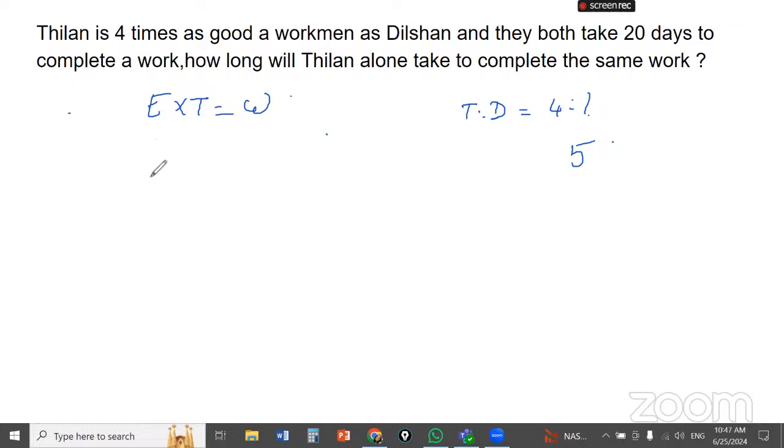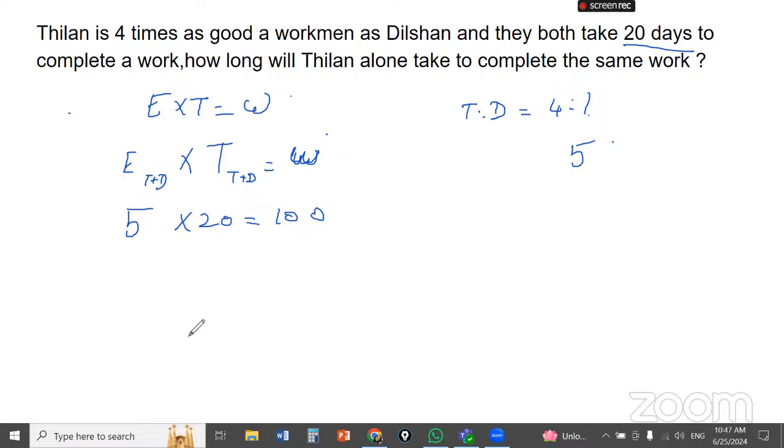So if we take the efficiency of Thilan and Dilshan together, then time taken by them together, that's the work done. Work done by both of them if we take that together. So that's nothing but together they have given it is 20 days and their efficiency is 5. From the ratio we get that on a total. So 5 times 20 is equal to 100. So total work is 100, 5 times 20. This is both of them together.